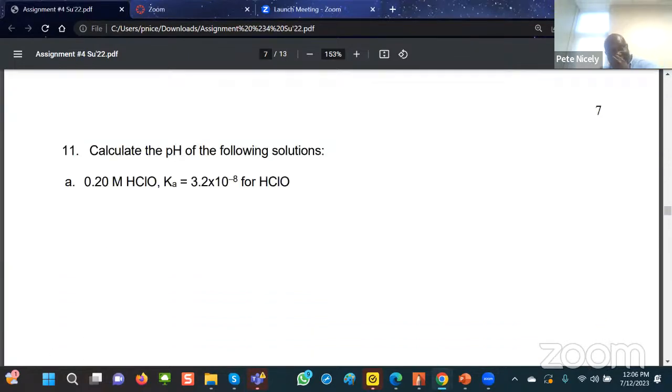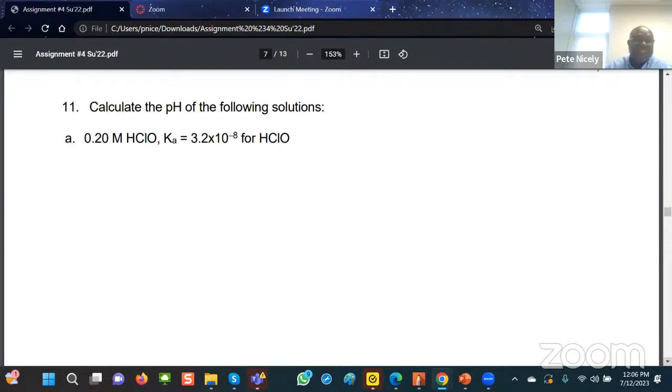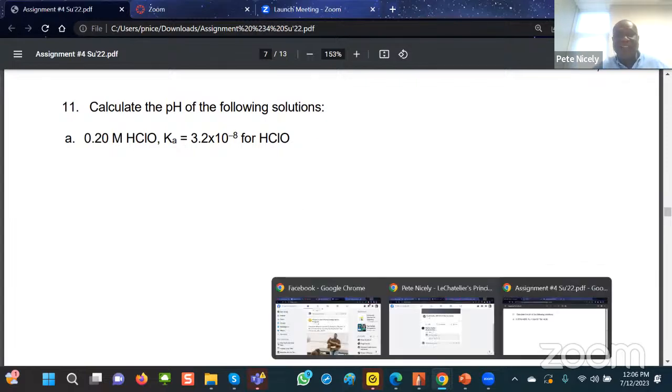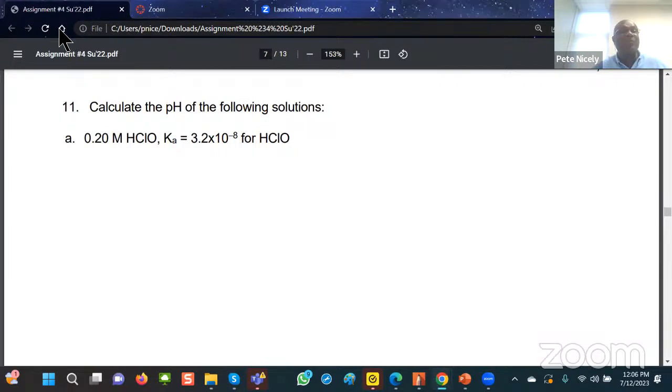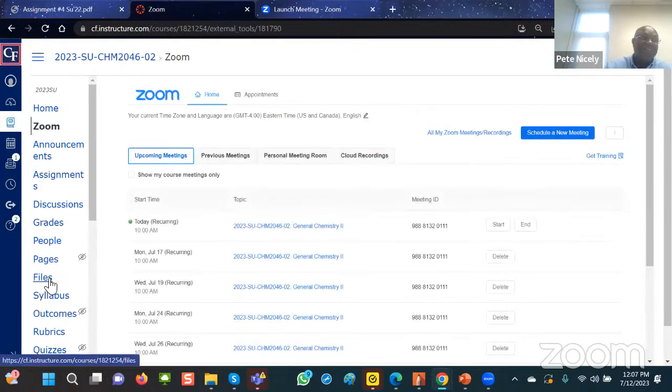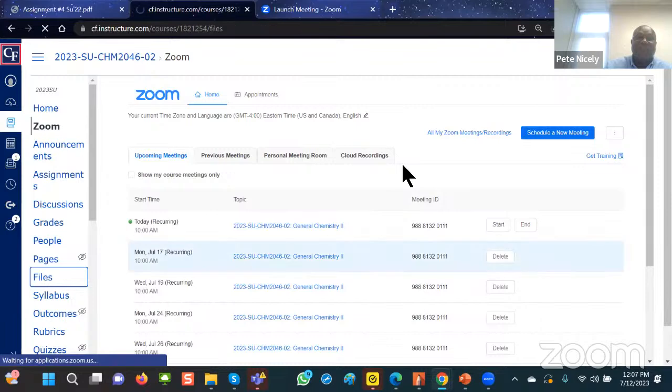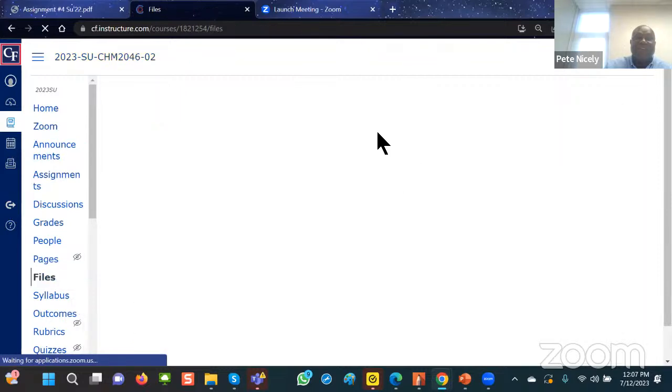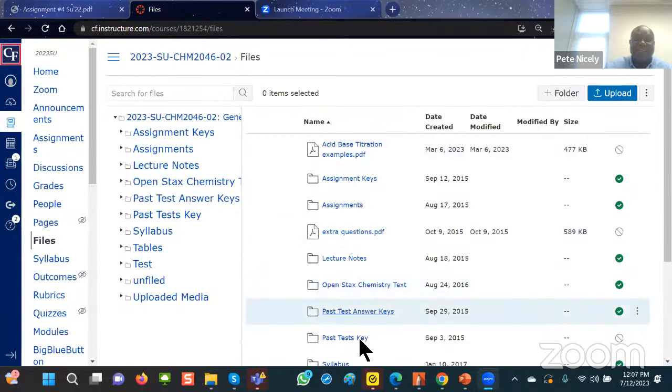Okay, so in this case, they're asking for the pH of these solutions. And the first one is a 0.20 M solution of hypochlorous acid, and it gives you the Ka. Oh, before I forget to mention something: I've provided in Canvas a table that contains the Ka values of most of the weak acids and the Kb values of weak bases that you're going to need. So this table will be made available to you during your next test after this first test.